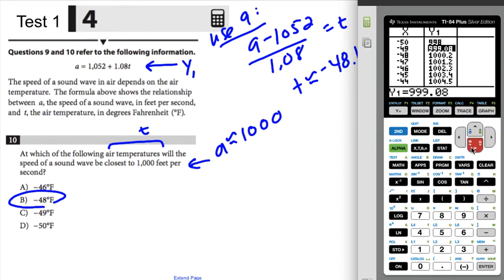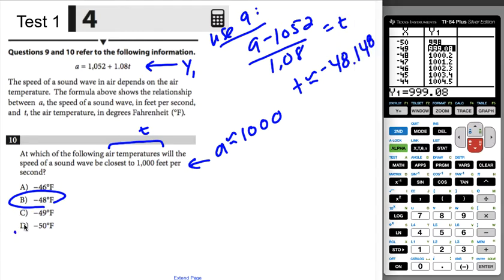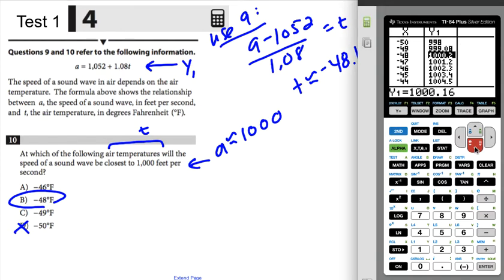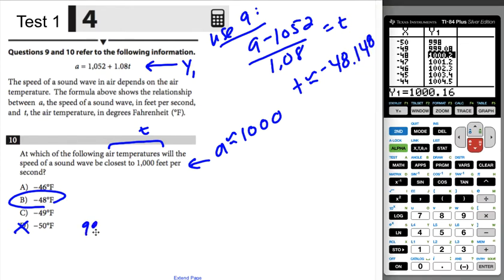So negative 50 is not the closest. I could rule the negative 50 off pretty quickly. The negative 49 is not closer. The negative 48 seems pretty close. And you could actually write this down. This is 998, this is 999.08. This seems to be the closest, and 46 was too far away. So which one's the closest? Oh, it's this one, and you'd still get B.